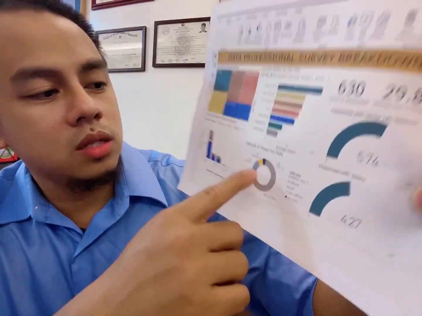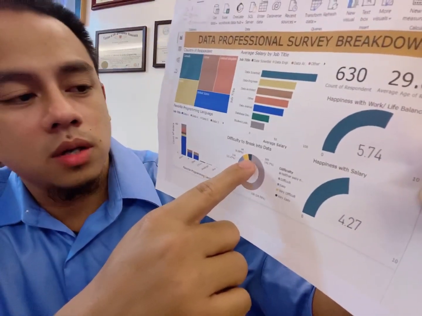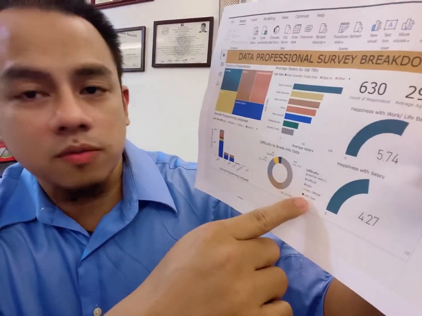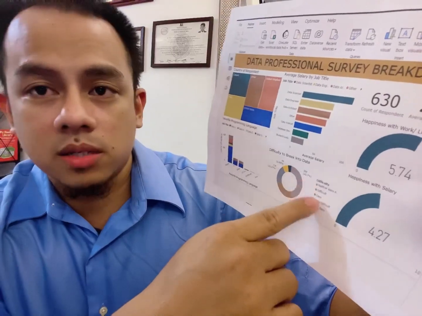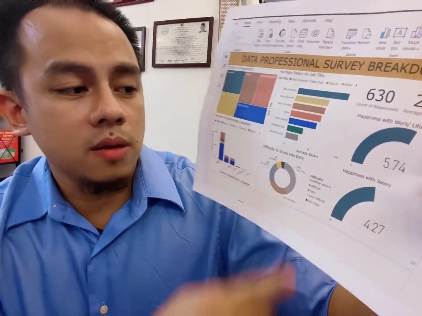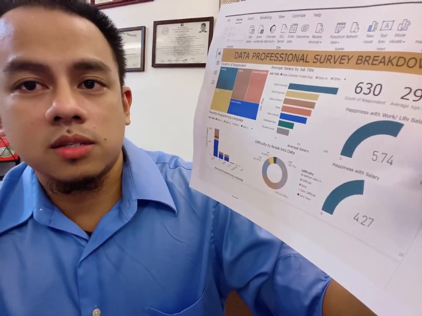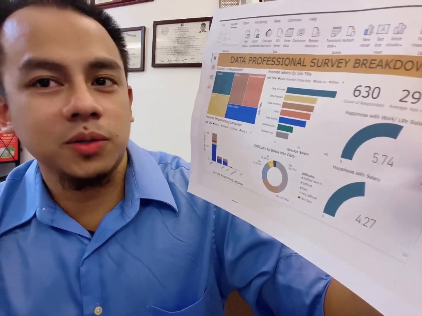Next, we also asked them with regards to breaking into data. As you can see, the darker one is the blue, and the blue says it's very easy. Many say that breaking into data is not easy, it's difficult.